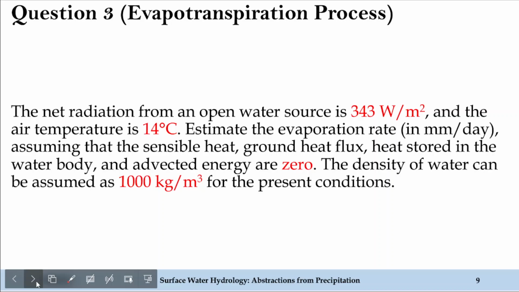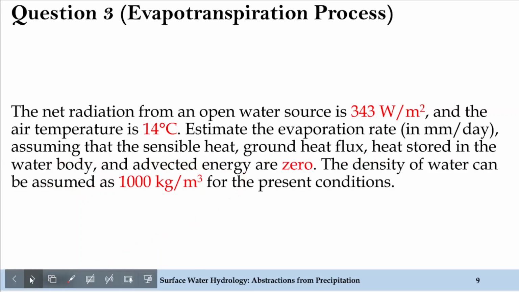Okay, so here we need to find out the evaporation rate, or more specifically when we look into the equation, we will get to know that we are required to find out the evapotranspiration rate in mm per day, for these conditions which are provided here. So net radiation is given as 343 watt per meter square, air temperature as 14 degrees Celsius, and also there were certain other energies like sensible heat, ground heat flux, heat stored in the water body and advected energy. They all are considered zero, and the density of water as usual is assumed as 1000 kg per meter cube for the given air temperature.